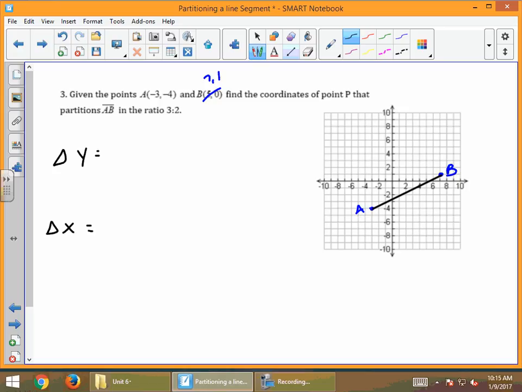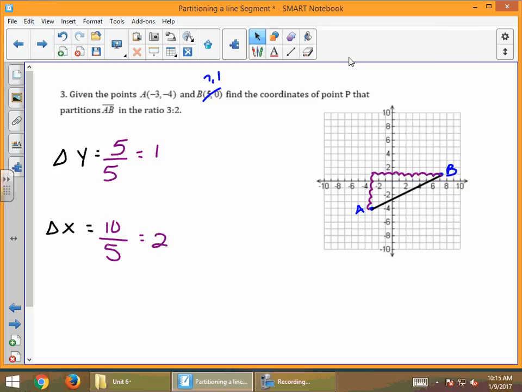So we find our change in Y, how far do we go up? 10. Okay. Then what do we need to divide by? How many total parts do we have? 5. Add the ratio. 3 plus 2 is 5. Yep, that's 5. 10 divided by 5 is 2.